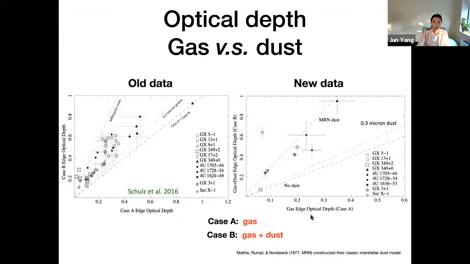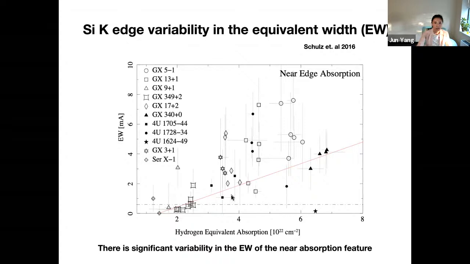So they are very dusty, and that also means the dust grain size is very small. This figure shows the equivalent width of the near edge absorption as a function of the hydrogen equivalent absorption. The red line is calculated based on the dust model, but we can see that there are many data points above this line, which shows the silicon K edge variabilities in the equivalent width of the near edge absorption.